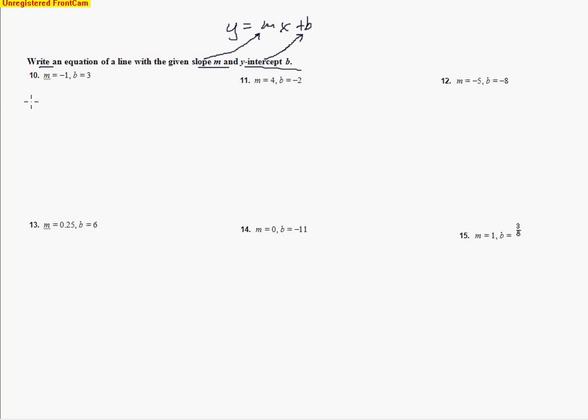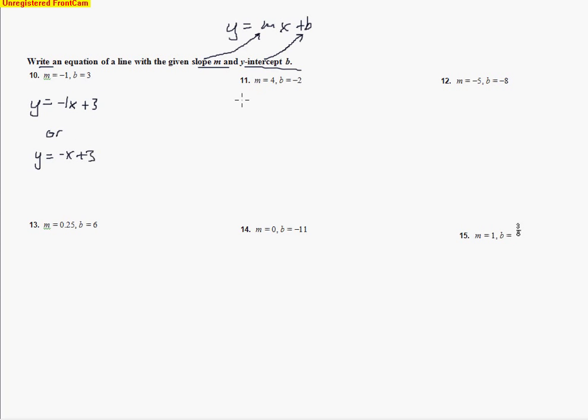So when I write this, I'm going to write it as y equals the slope, so -1 times the input, and then add the starting point, the y-intercept. Again, this could be written just as y equals the opposite of x plus 3. That would mean the same exact thing.